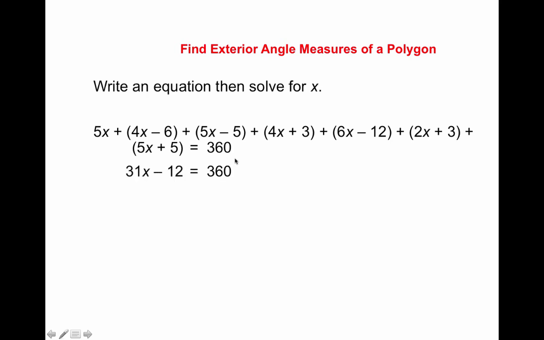And then it's just a matter of combining like terms. When we combine, you get 31x minus 12 equals 360. And then we can solve for x, which I did here. So we get that x is equal to 12. And that's all that this one wanted. It didn't want you to find the measures of the individual angles. But if it asked for it, of course, you would just plug x back into whatever it's asking for.